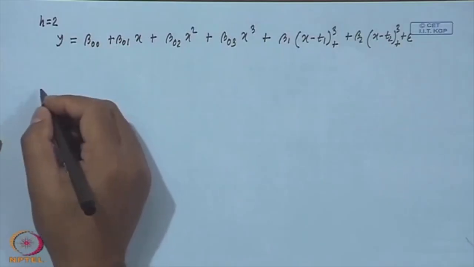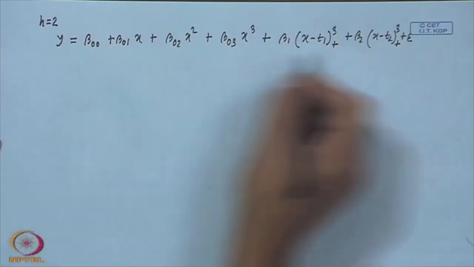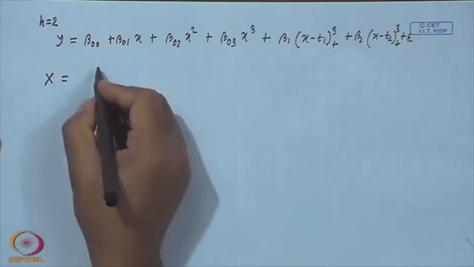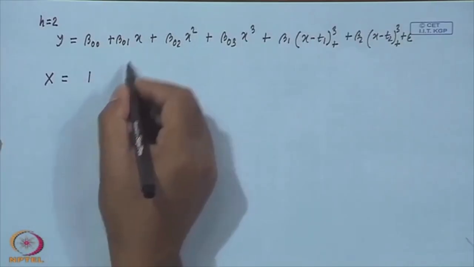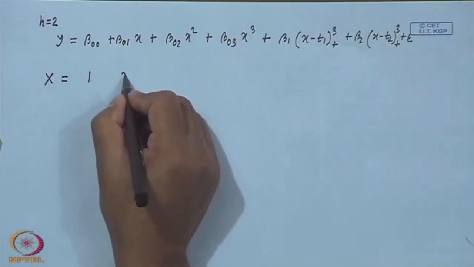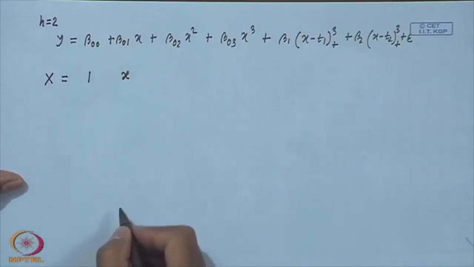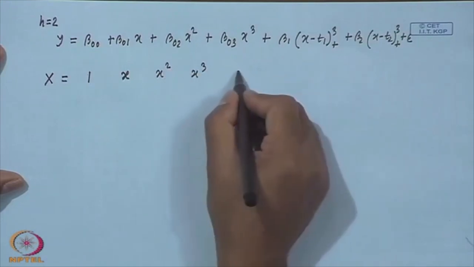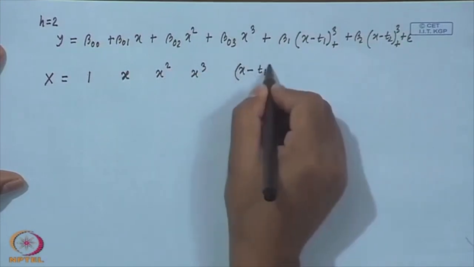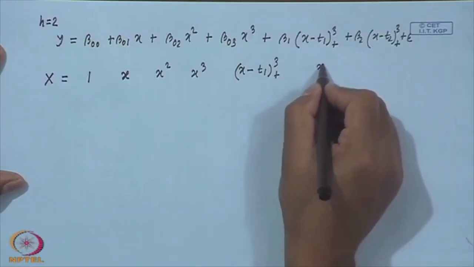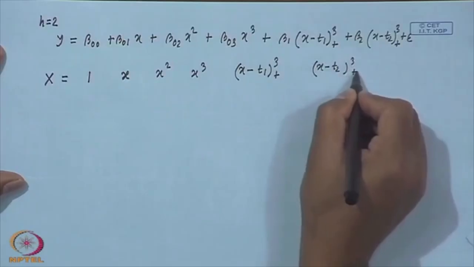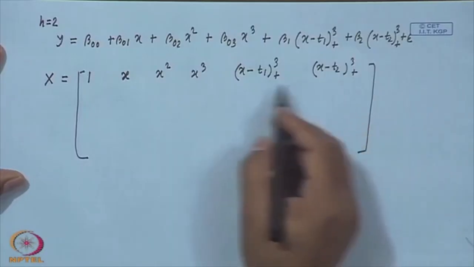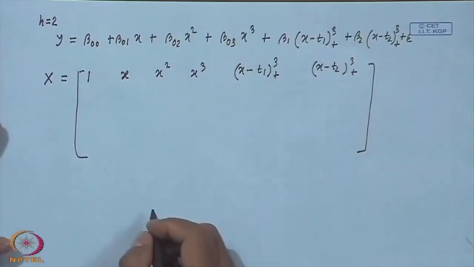So, I just want to mention how to estimate the regression coefficients. First you compute the coefficient matrix X, which is nothing but 1, and then you write down the columns corresponding to the regressor x, and then x square, x cube, and then x minus t 1 to the power of 3 plus, x minus t 2 to the power of 3 plus. So, here is the X matrix. If you do not understand, I am going to give an example to explain all these things.